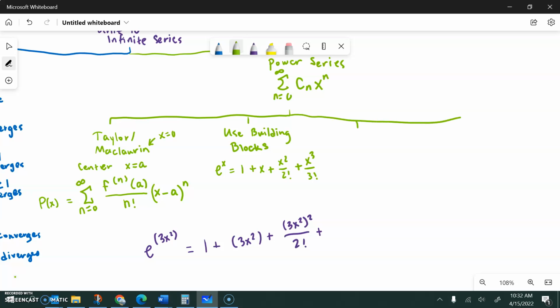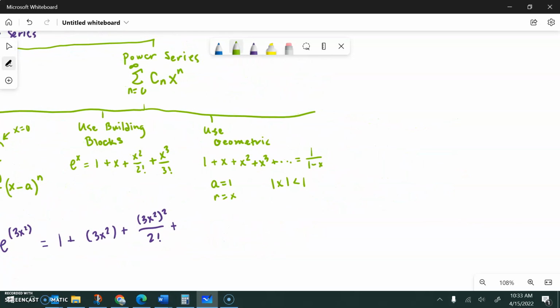The other way that we could create a power series is we could use geometric. So the fact that we could say, well, if I start with 1 and I keep multiplying by x, then I know that a is 1 and I know that r is x, so I know that the sum of this is 1 over 1 minus x, and I also know that it converges as long as absolute value of x is less than 1. So we could use that to create a power series.